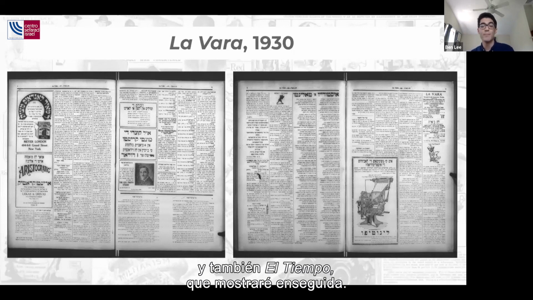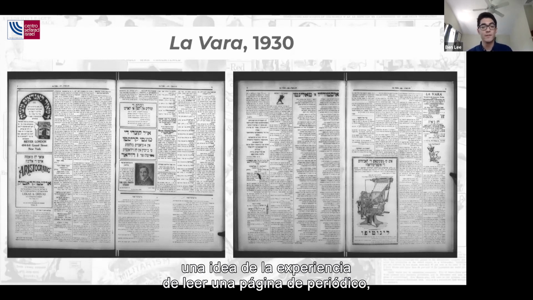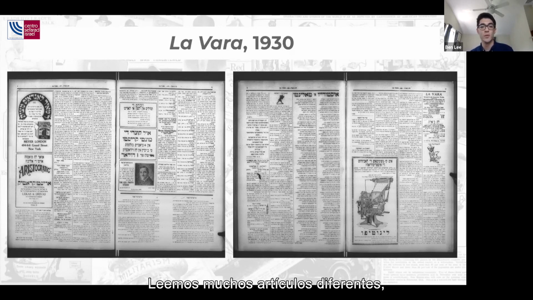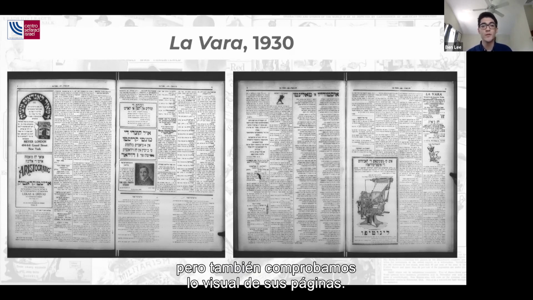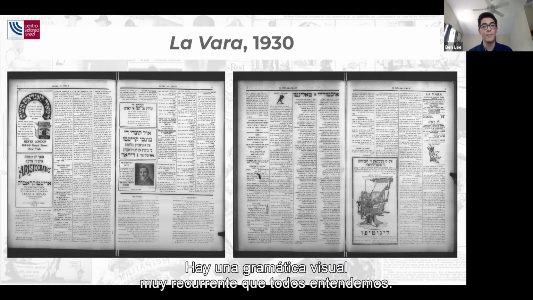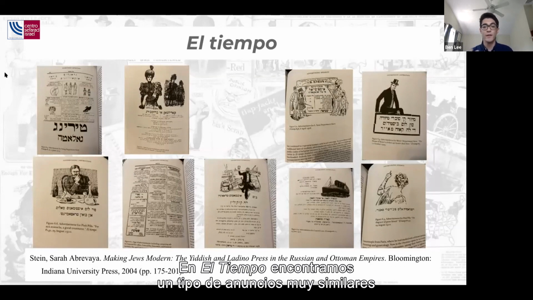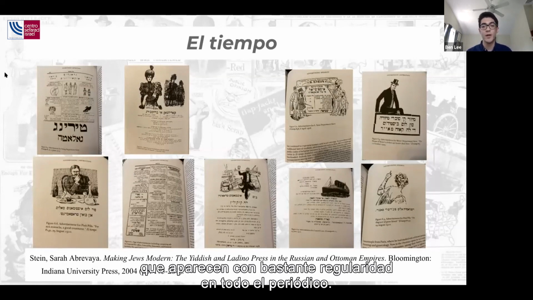In particular, I'll be looking at a number of newspaper titles, including La Vara here, shown from 1930, and then also El Tiempo, which I'll show in a minute. I like showing the newspaper pages themselves because I think it gives a sense of the experience of reading a newspaper page. Of course, we think about them as very textual sources, and we'd read many different articles, but we also see how visual the newspaper page is. There's a very recurring visual grammar to newspapers that we all understand, and here we see both advertisements and cartoons, etc. And in El Tiempo, we find very similar types of advertisements appearing pretty regularly throughout the newspaper.